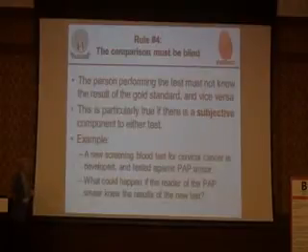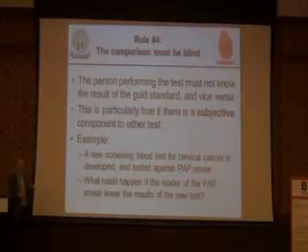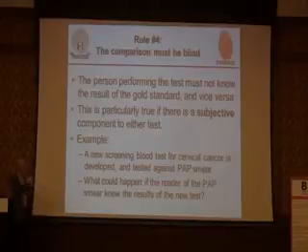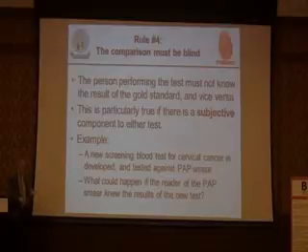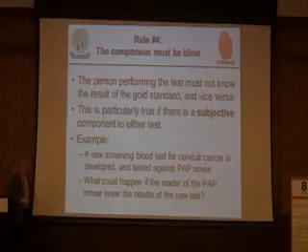Now, the test, comparison with the gold standard, must be blind. And you keep hearing about blinding, right, in all these studies. What does that mean? It means the person performing the test should not know the result of the gold standard, and vice versa, especially if there's a subjective component to either test. Okay? If a machine is doing the test, blinding may not be quite as important, but if there's a human factor, it's very important.